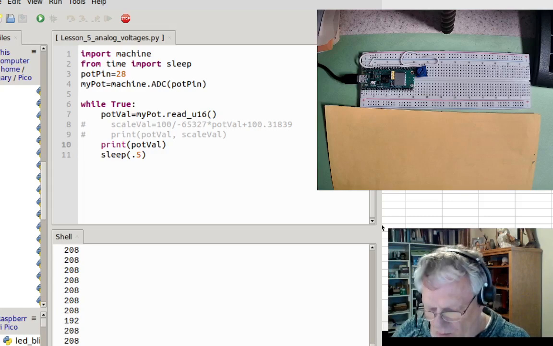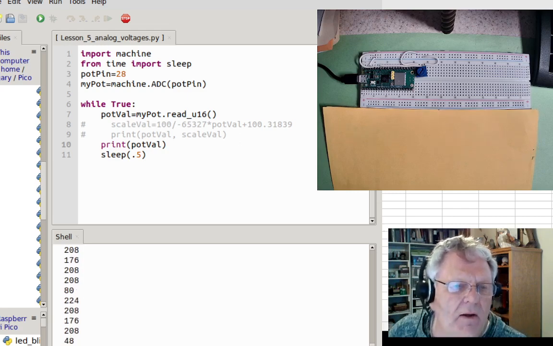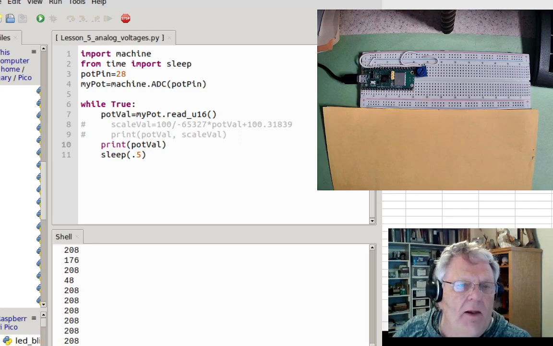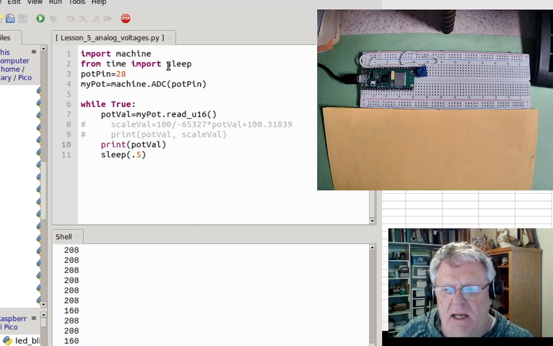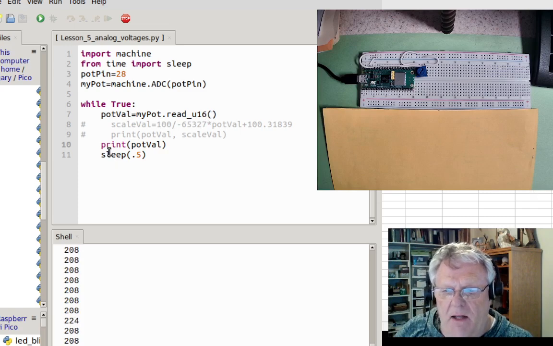Here is my homework for lesson number 5 with the Pi Pico W. We start with the same little program as before. We import machine and sleep. We identify an input pin of 28 and then we create an object here. Create a variable called pot_val, which equals the input of all that, and then I simply print out the pot_val, which is down here.